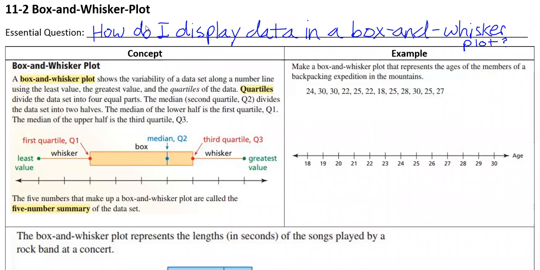Yo, yo! Chapter 11, Section 2, Box-and-Whisker plot. Well, Box-and-Whisker plot. This is probably the cutest name for a lesson. Oh, whisker is like a little kitty. All right, how do I display data in a Box-and-Whisker plot?